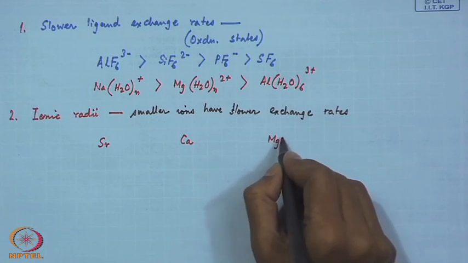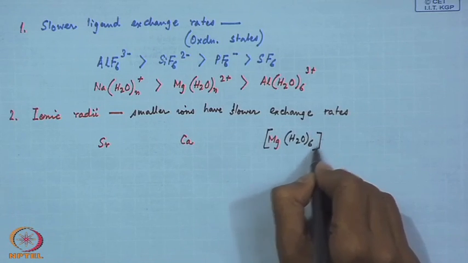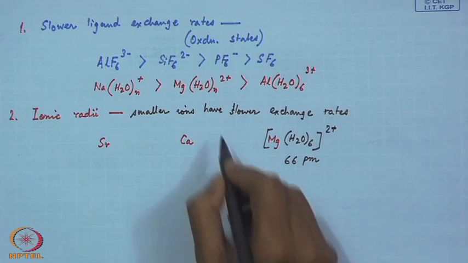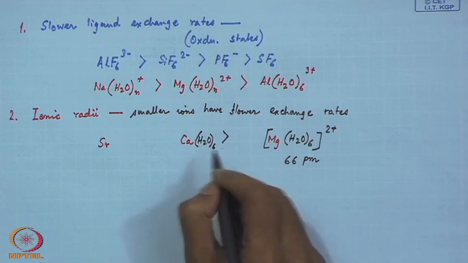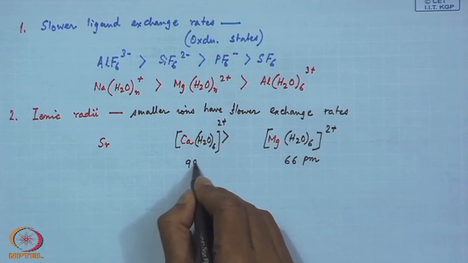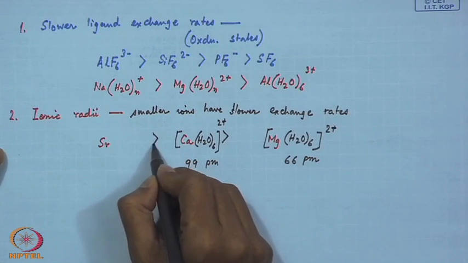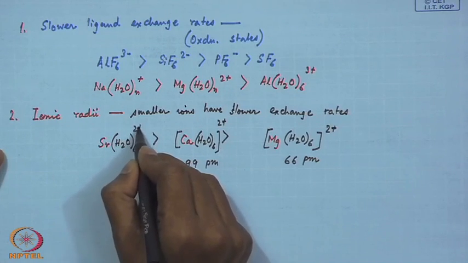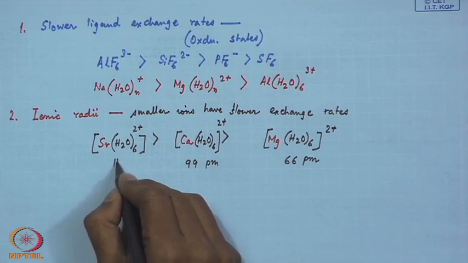So, the smaller ion is magnesium hexaaqua, which is only 66 picometer, which is less than calcium 2 plus, which is 99 picometer, and then strontium, which is 112 picometer.